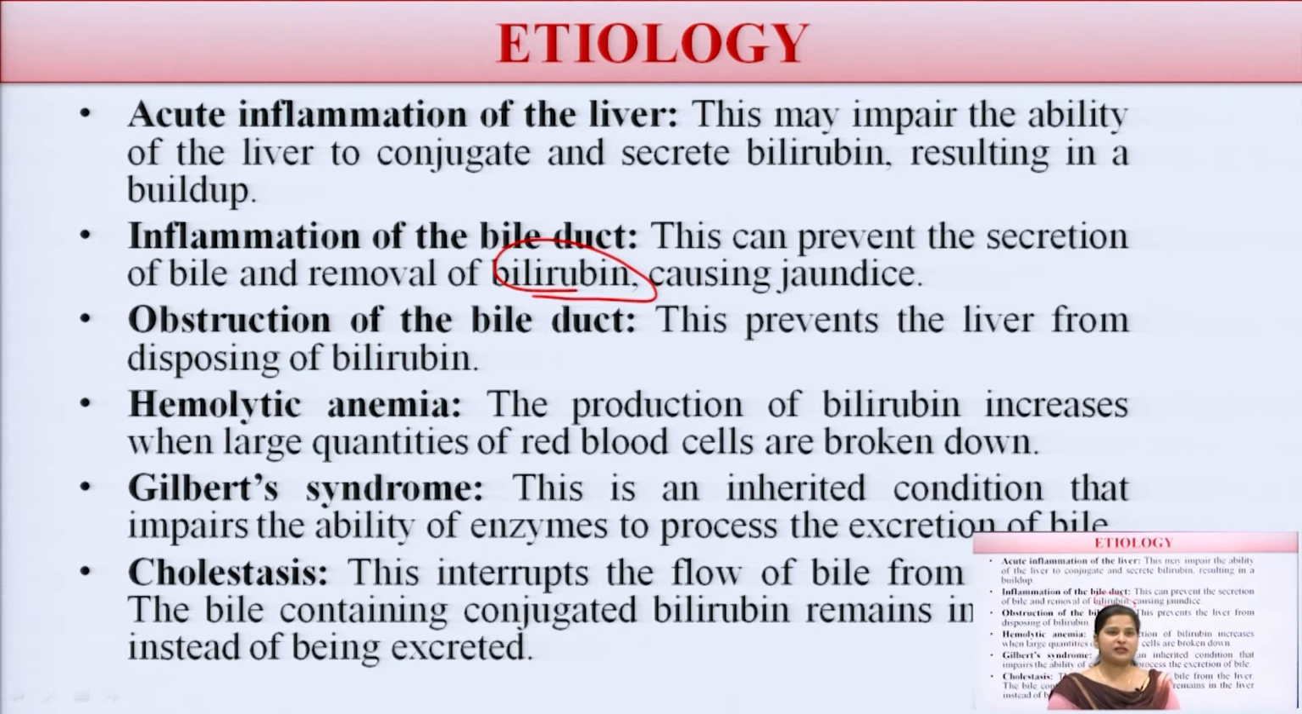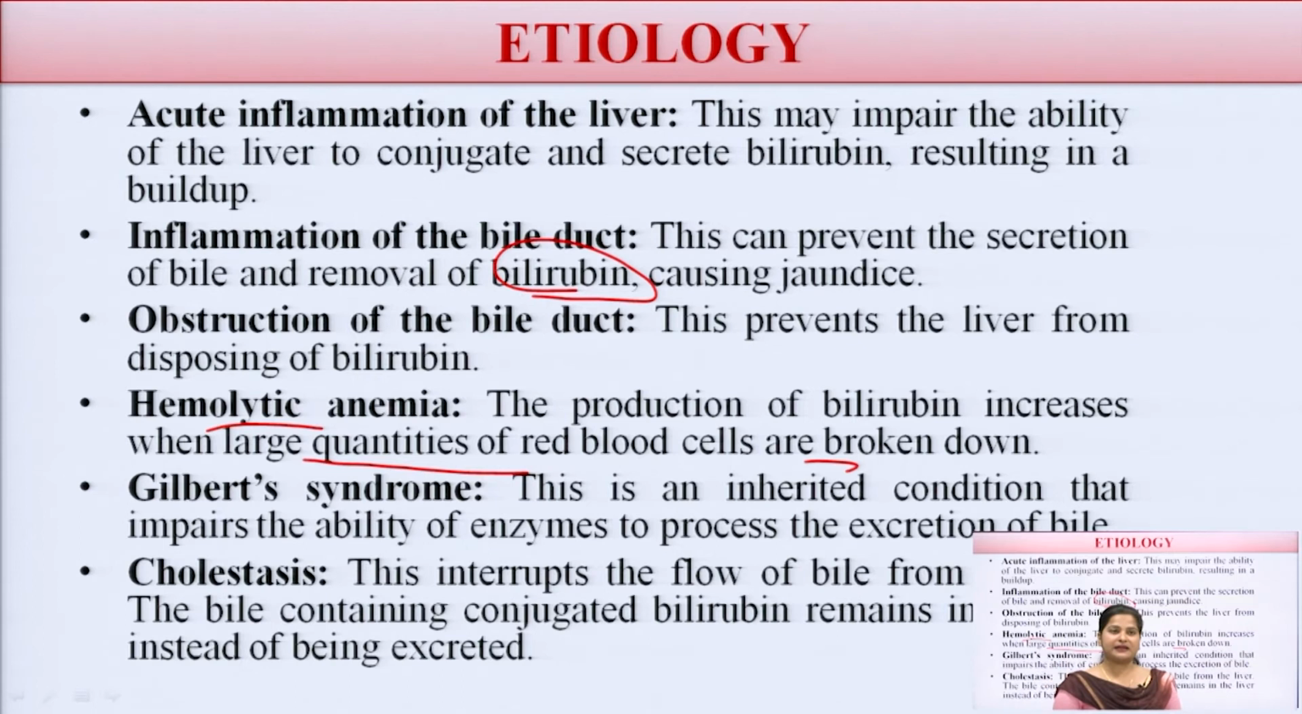Hemolytic anemia, what is hemolytic anemia? It means the production of bilirubin increases whenever large quantities of red blood cells are broken down. Hemolytic means there is a rupture, there is a breakdown of the RBCs, right.